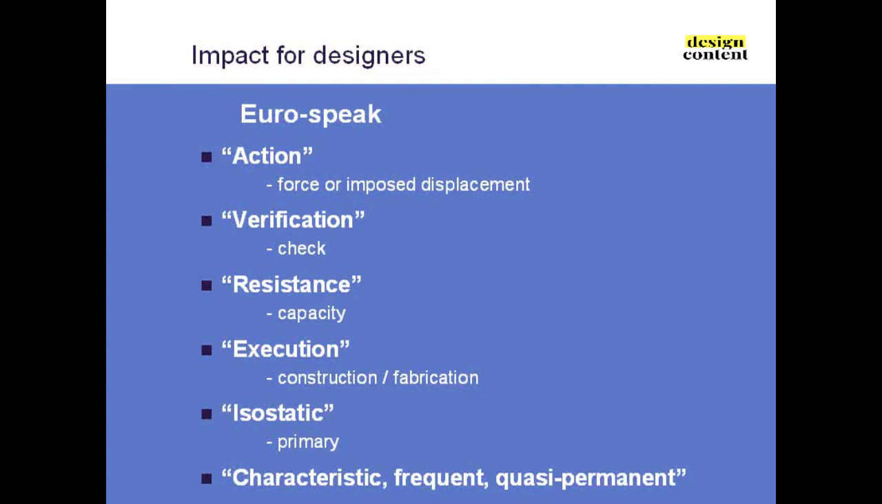Clearly it doesn't really matter. If we say shear capacity and bending capacity, we all know what we mean, but you just won't see it written down in the Eurocode anyway. And then we've got words like execution. That's the new word for construction or fabrication. Isostatic, that means primary. And then there's a whole load of terms which relate to load combinations, which we'll go into in the next session.